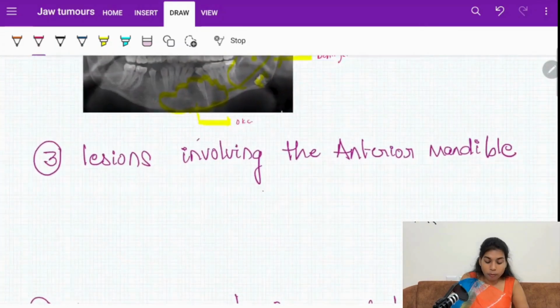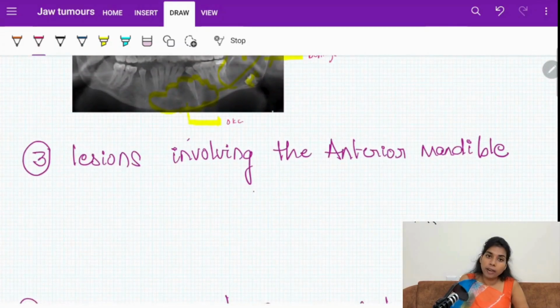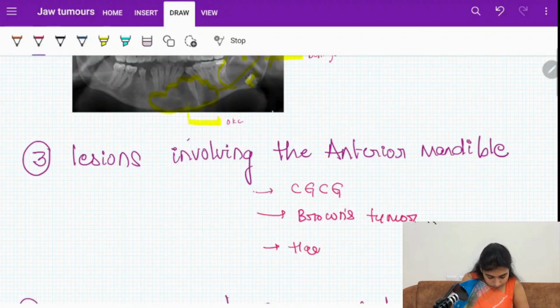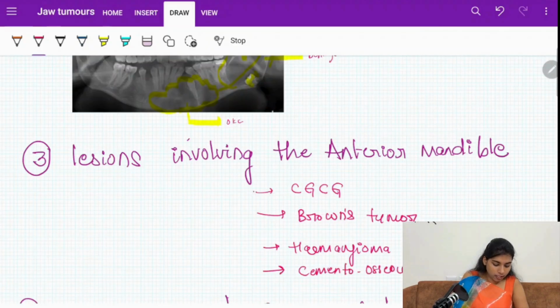Now, this is the most commonly asked question in vivas whenever you get mandible as a long case. What are the lesions most commonly involving the anterior mandible? So we've already read the set of 3, that is CG, Brown's tumor, we have hemangioma, and then the last one, cemento-osseous dysplasia. Right? This is a very important question.